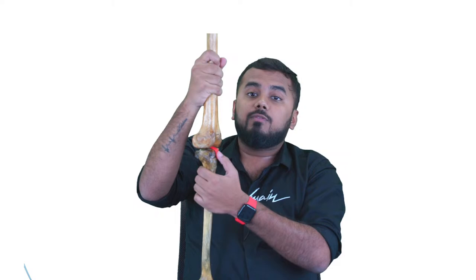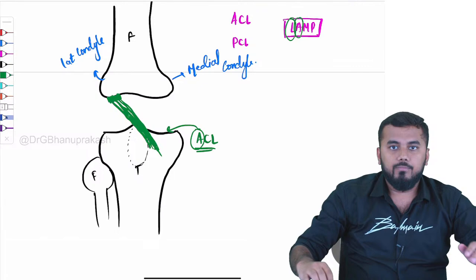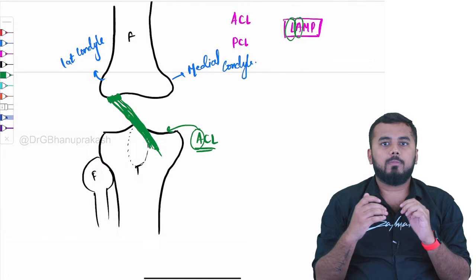Now, look at the femur. I'm trying to pull my femur backwards to my right side, but I cannot pull it. Why? Because of the ACL attached on the back side. So, can I write it down that ACL is responsible to prevent anterior displacement of tibia and posterior displacement of femur? It will prevent that. Can I write it?